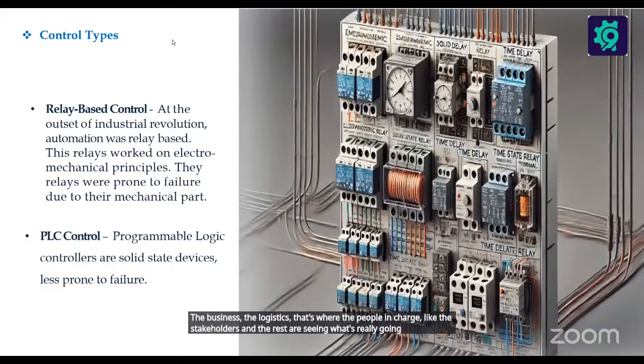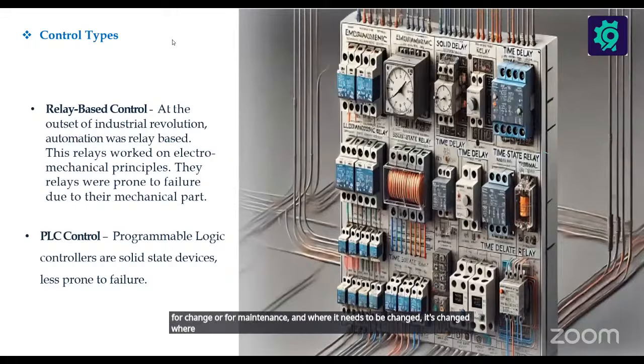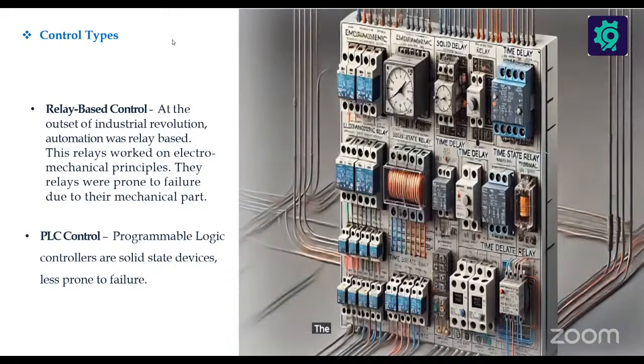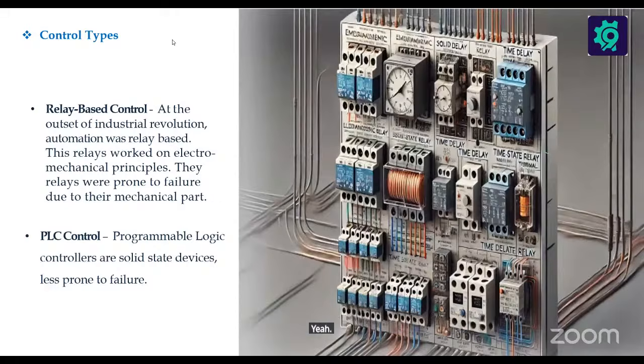They are knowing when a system is due for change or for maintenance, and where it needs to be changed, it's changed. When it needs to be maintained, they are following up with the process. And that involves the enterprise resource planning. We mentioned the ERP and the rest. So that's the 5 levels of automation. And I mentioned that the ERP system like SAP, Microsoft Dynamics NAV, and all of that. Thank you very much, Michael.